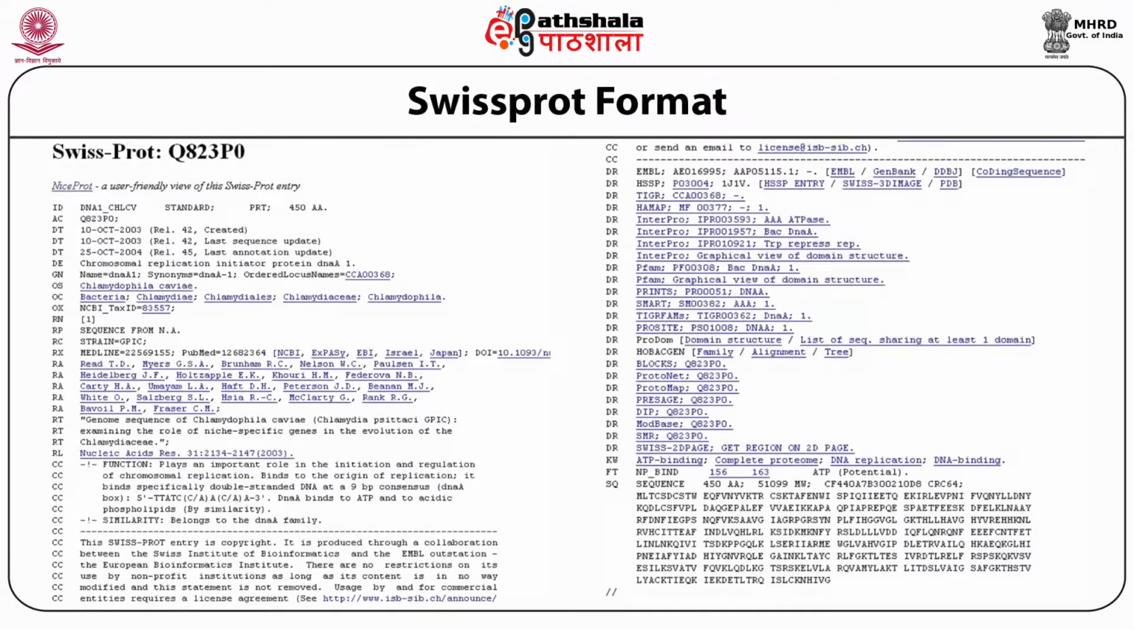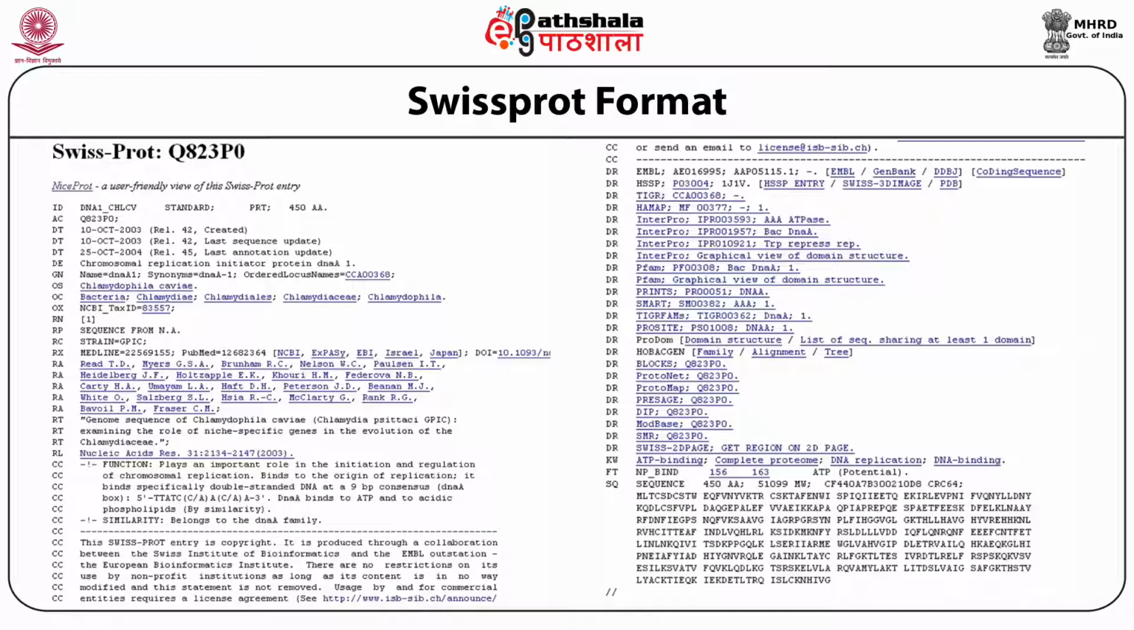In slide number 17, you can see the Swiss Prot format. It is for protein sequences, and again you can find the information: Swiss Prot contains a primary accession number. You can see here the primary accession number is Q823P0. So if you want to search for information about this protein, you simply put in this primary accession number and you will directly get this information. Otherwise you need to search by the name or by any other information.